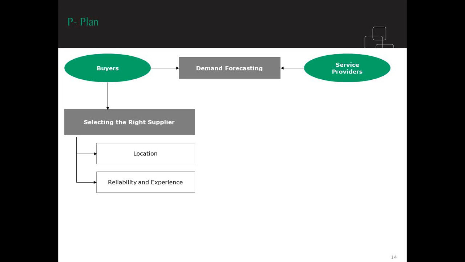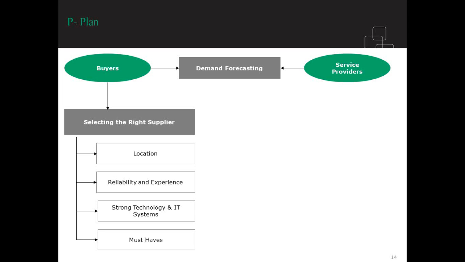Reliability can be focused around two aspects, including constant innovations. The third would be technology and strong IT systems. Frequent machinery upgradations is absolutely essential, especially in cases when products require special packaging or special machineries for packaging. Finally, the must-haves. This could include relevant certifications, size of the company, financial strength, transparency, among other factors.